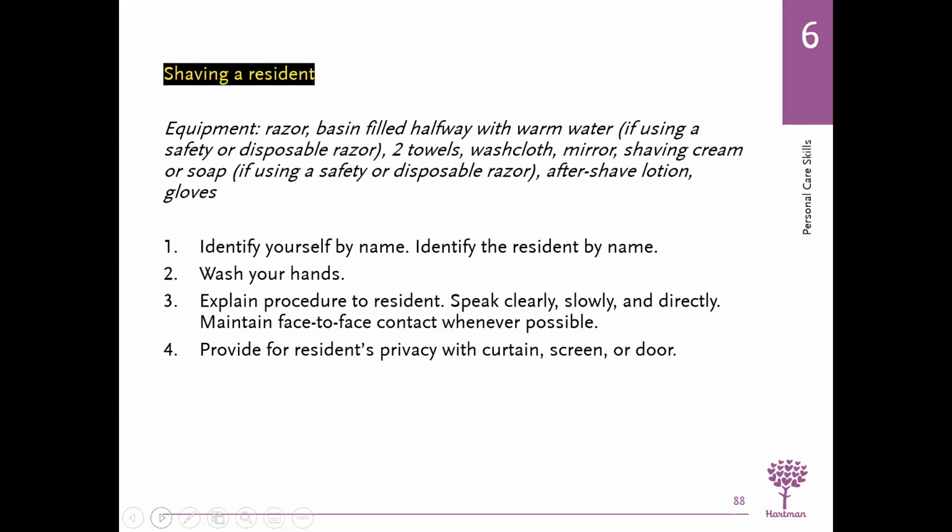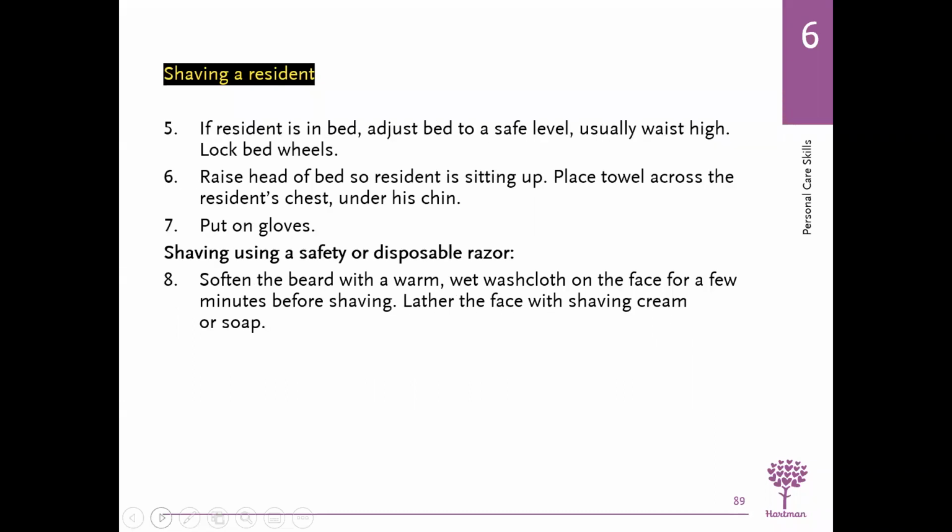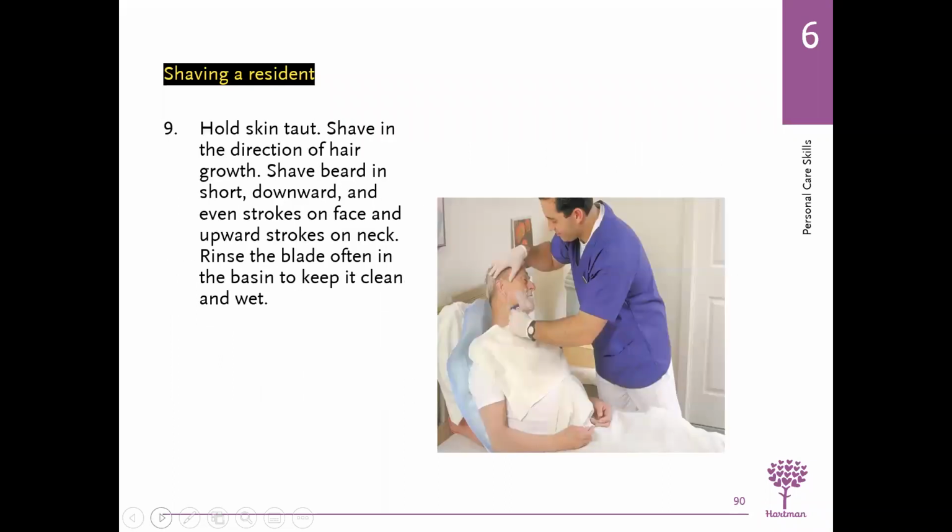Here is some of the equipment that is needed for shaving a resident. You need a razor, a basin of water, 2 towels, a washcloth, a mirror so they can see it, shaving cream or soap, and aftershave lotion if desired. And of course, you always want to wear gloves. When you are shaving a resident, always provide privacy. Again, shave in the direction of the hair growth. Residents will tell you what areas they want you to shave.